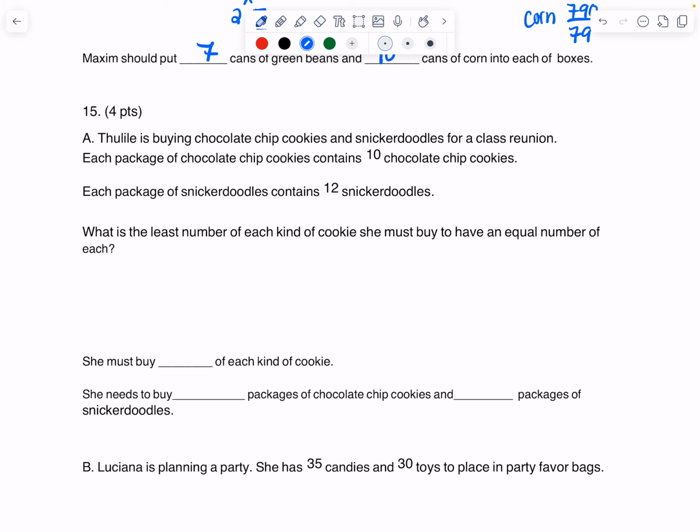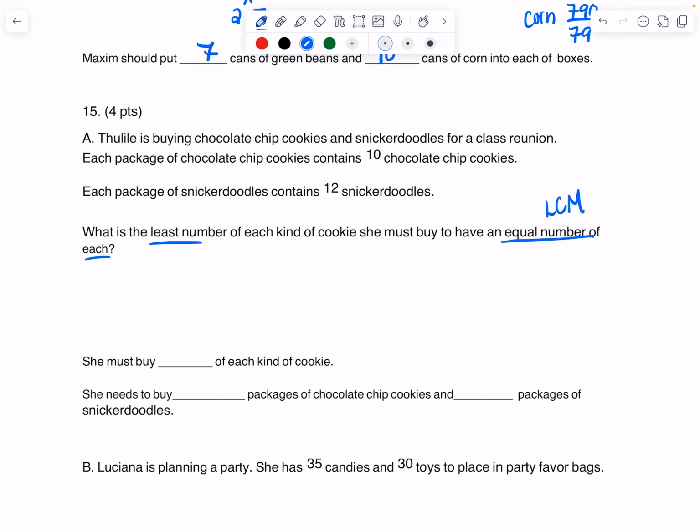I'm just going to pronounce this as Tully is buying chocolate chip cookies and snickerdoodles for a class reunion. Each package of chocolate chip cookies contains 10 chocolate chip cookies, and each package of snickerdoodles contains 12 snickerdoodles. What is the least number of each kind of cookie she must buy to have an equal number each? So least number and equal number gives me a clue that I have to find the least common multiple.